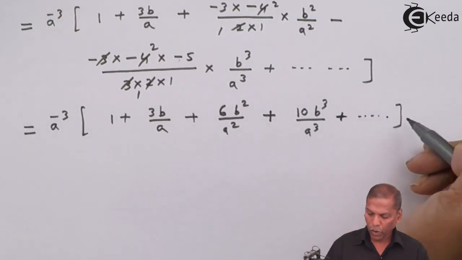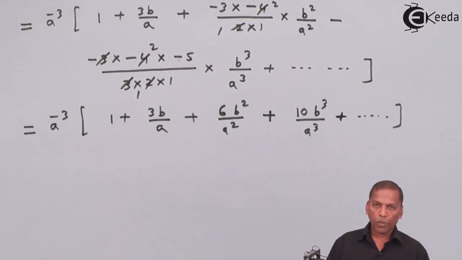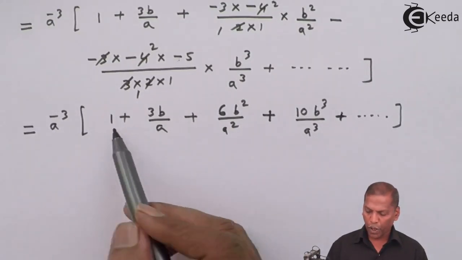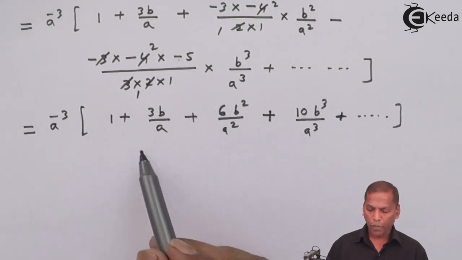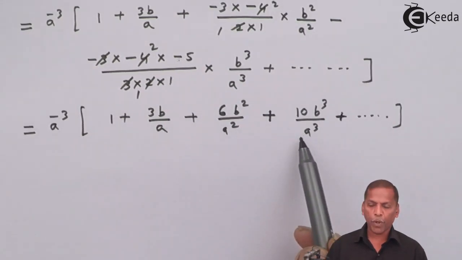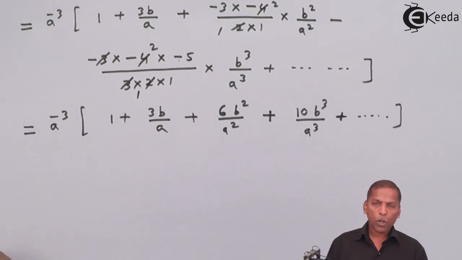So in this way, first four terms are given as a raised to minus 3 in bracket 1 plus 3b upon a plus 6b square upon a square plus 10b cube upon a cube plus going on. So this is the required solution for the given problem. Thank you.